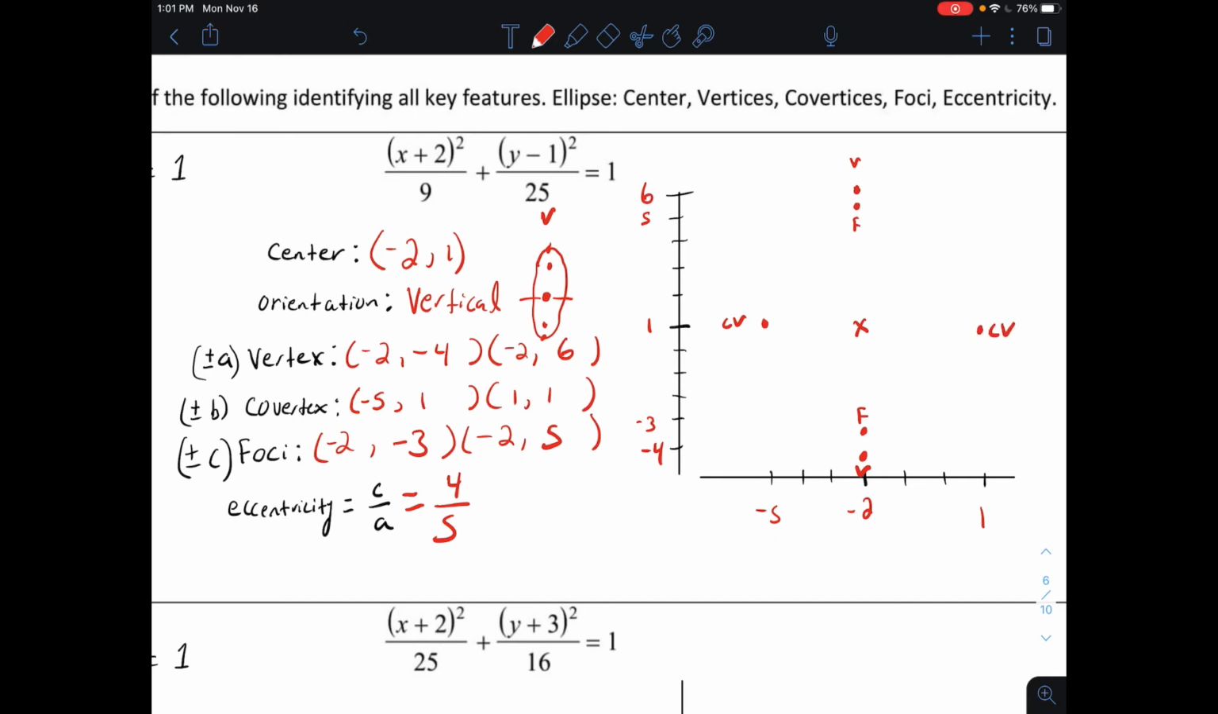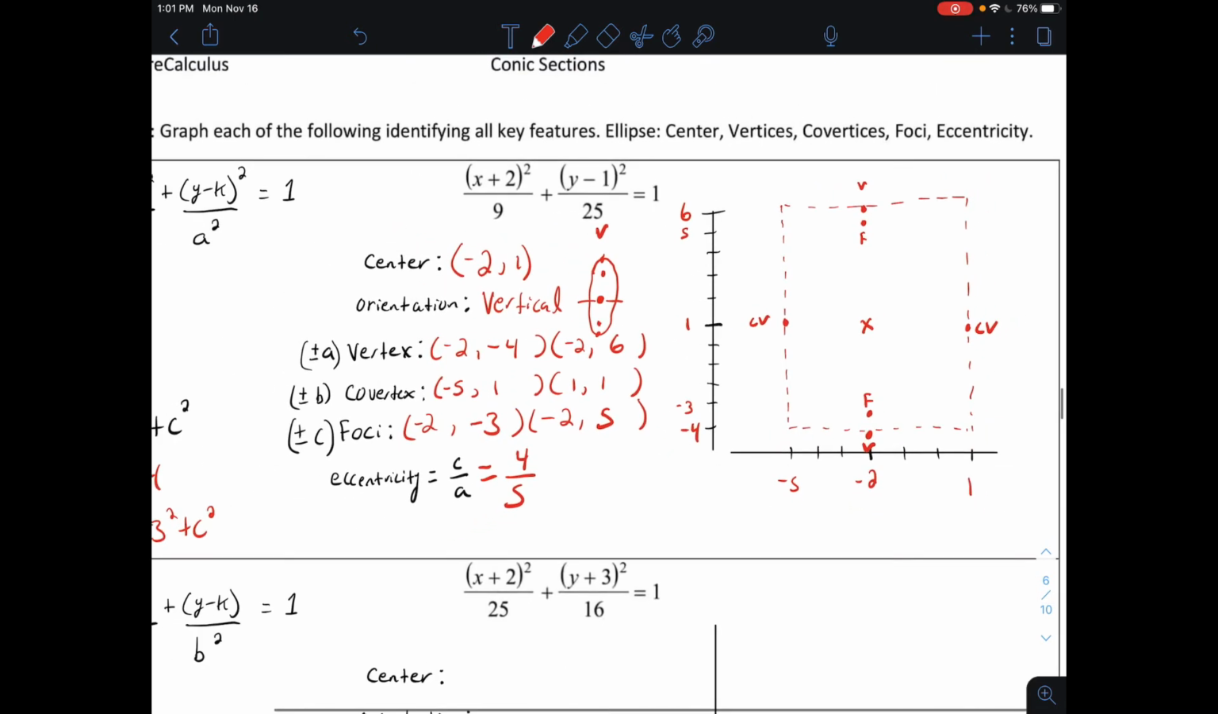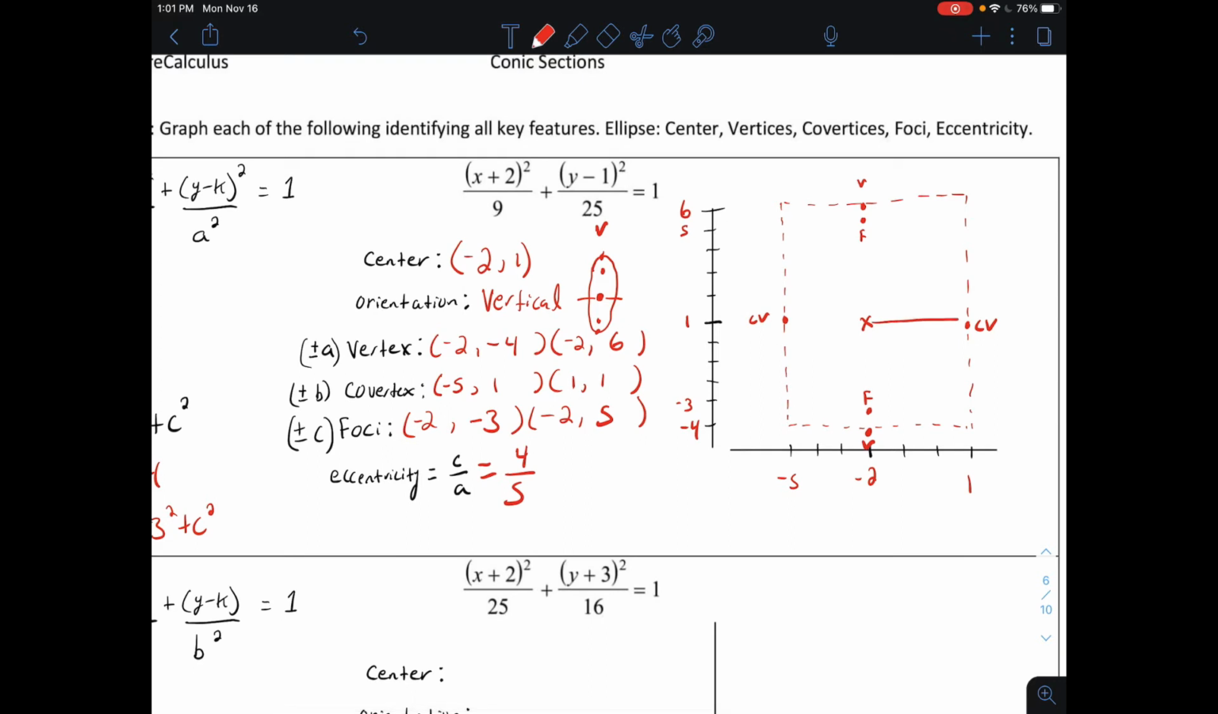There. Now, something we can do to help us sketch an ellipse is to make what's called a central rectangle. We're going to make a rectangle that passes through the co-vertices, that's parallel to the focal axis. So it's parallel to the line that connects the two foci together. And then we're going to make the other edge of the box that passes through the vertices, that is parallel to the minor axis. This is our minor axis, and then our major axis would connect the vertex to the center.